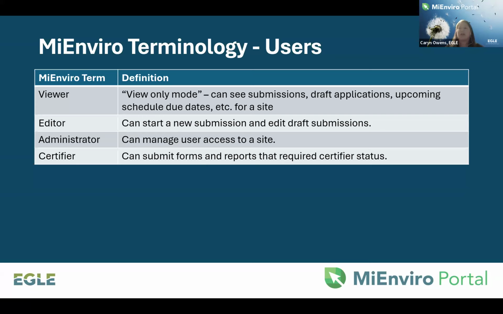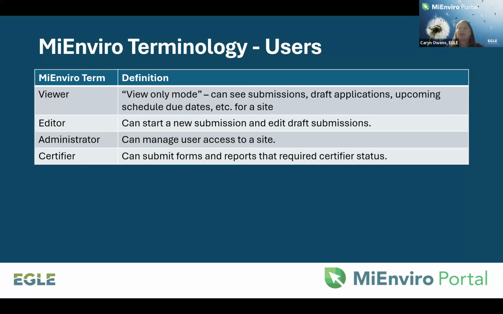To become a certifier, you're going to need to send us a paper certifier form with a wet ink signature, and this is the only piece of paper that is needed in the MiEnviro system. This takes the place of having to have the responsible official use a wet ink signature on the reports that we historically would be sent to us.